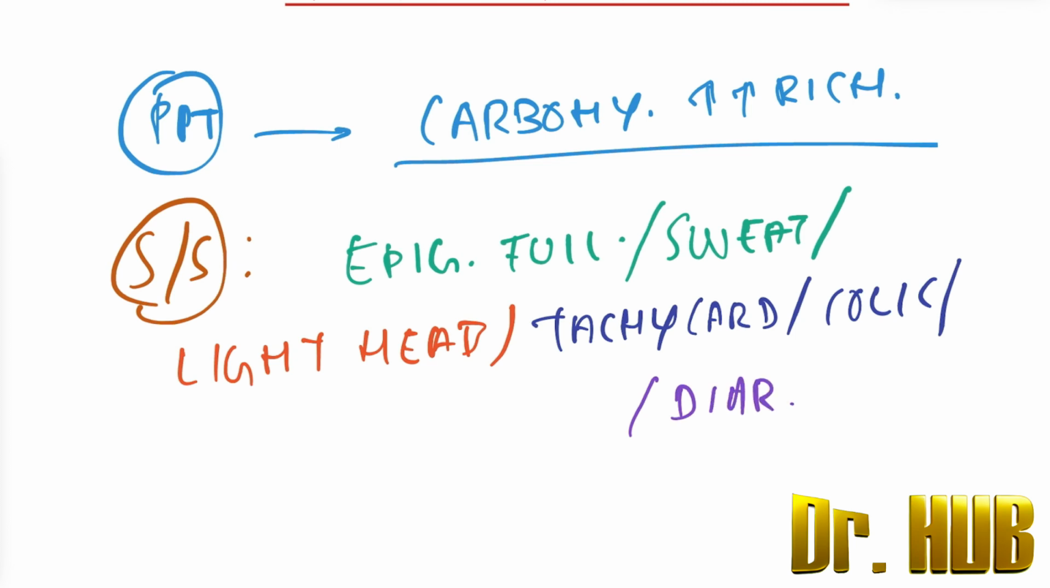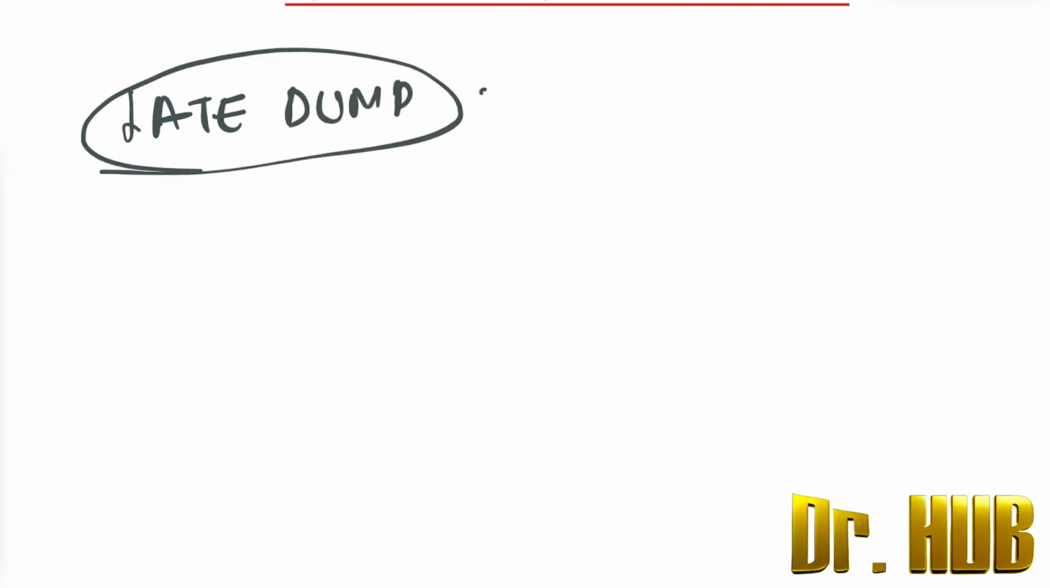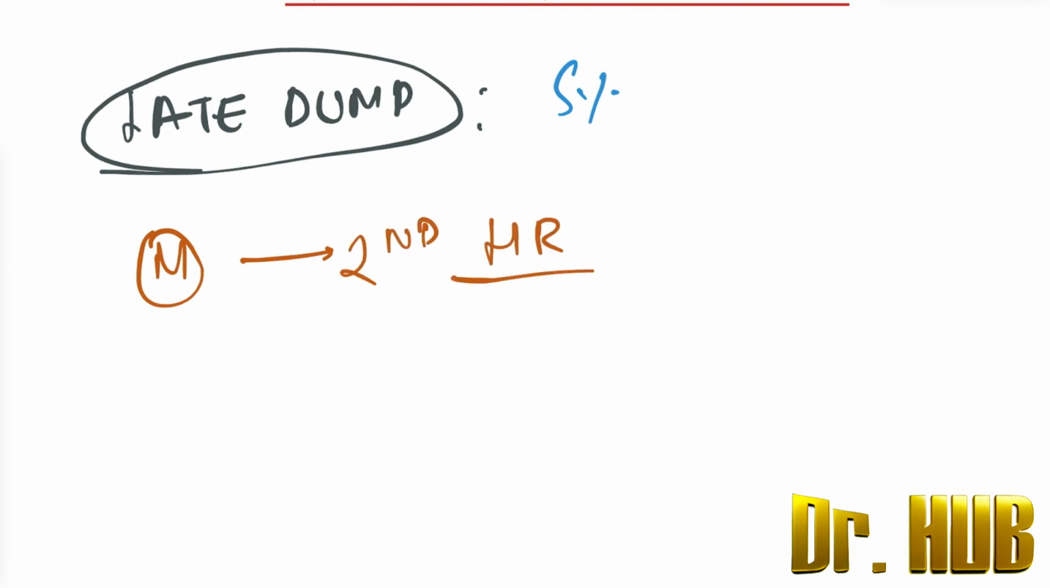Now let's move on to the late dumping. So here in late dumping, what is the incidence? The incidence of late dumping is about 5%. And what will be the relation to the meals? The relation is that it occurs in the second hour of the meal.